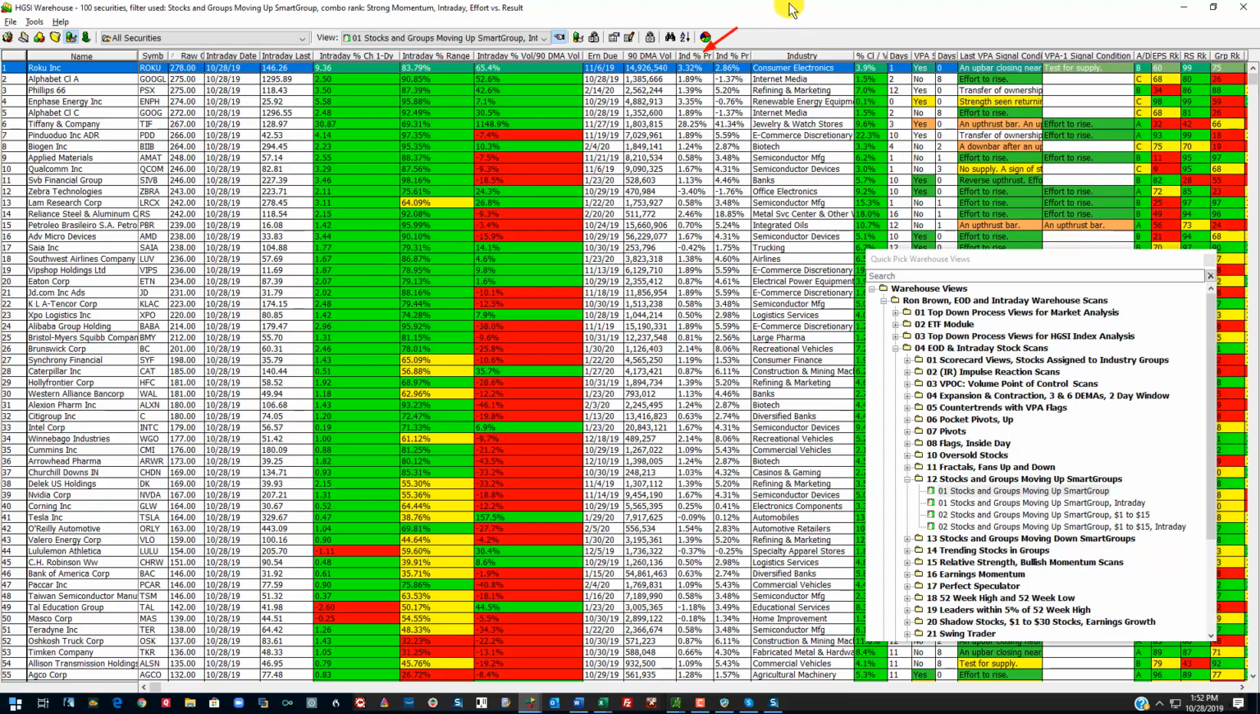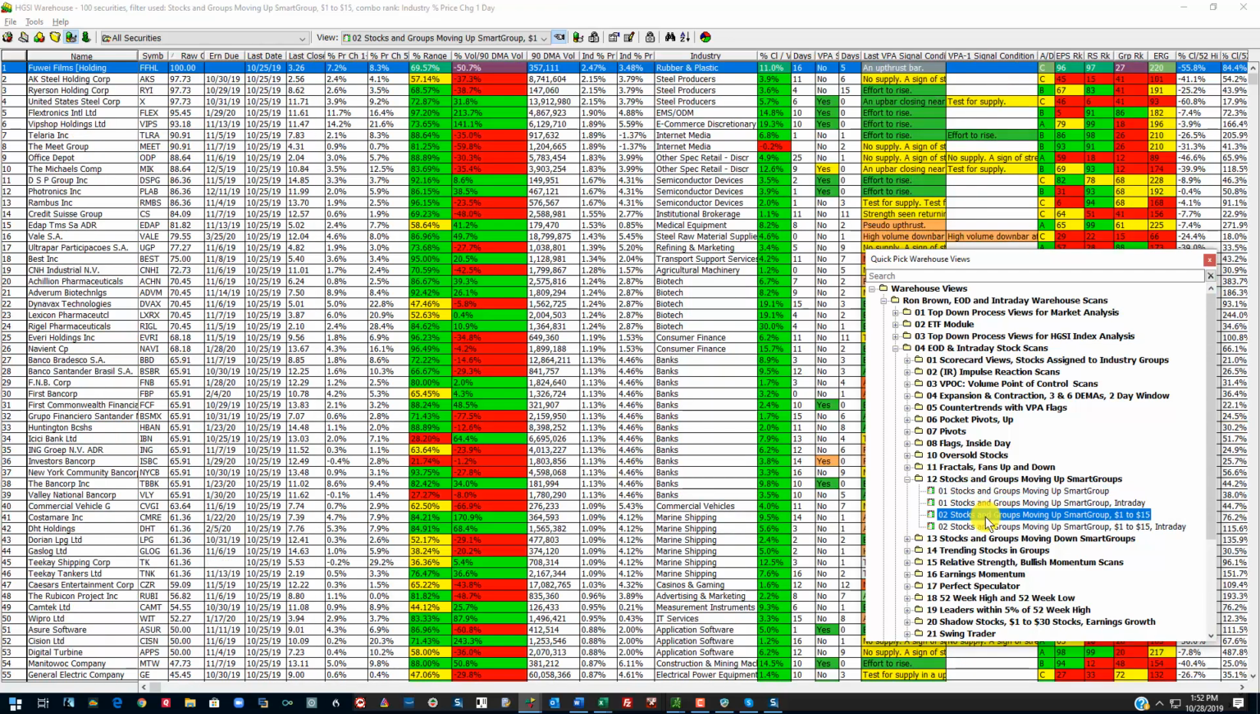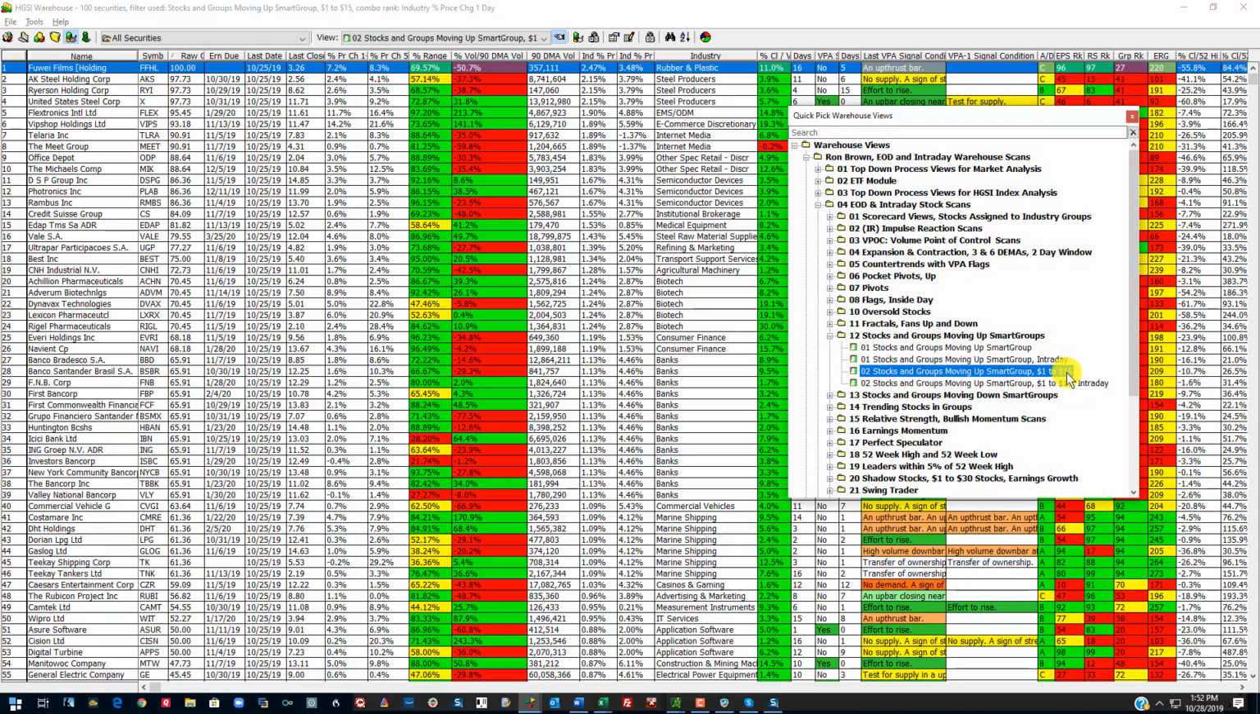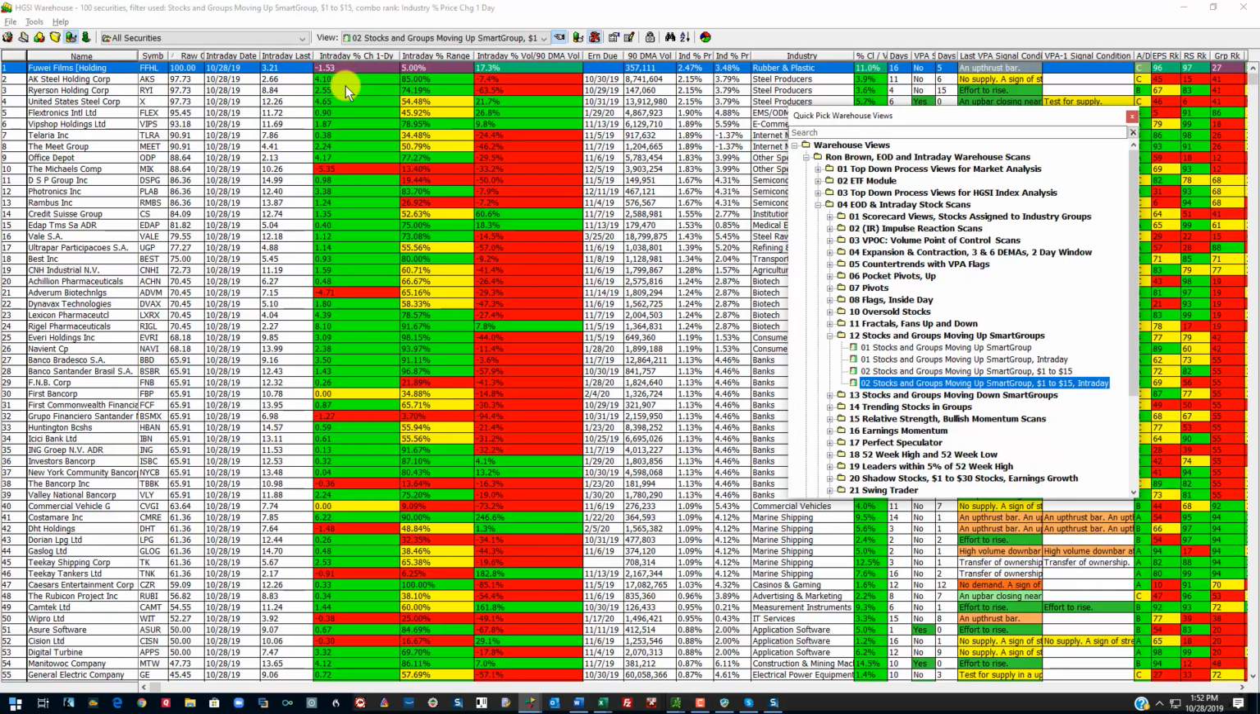So we have great visibility on what's going on with these groups. So that's stocks and groups moving up, and here's the same thing, stocks and groups moving up smart group $1 to $15. This is where they sat on Friday, or where they were on Friday at the close. And once again, if I click on this and go to the intraday version, you can see which of these are following through, because the combo is disengaged and it's still sorted on industry percentage price change.